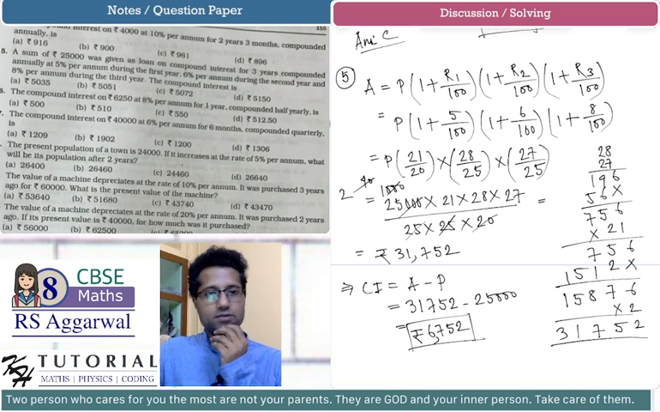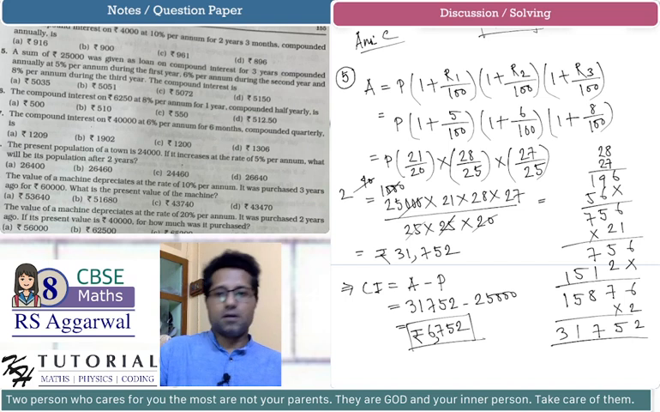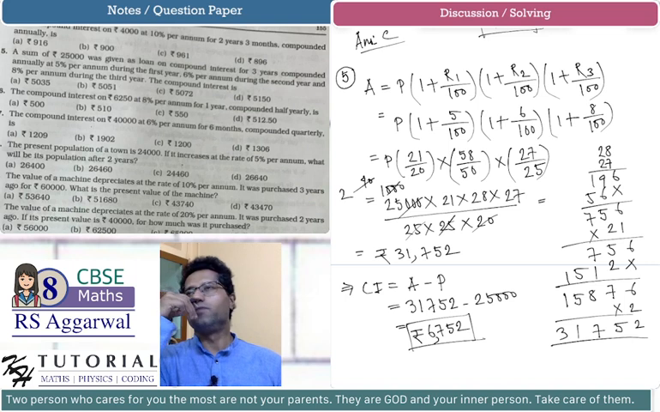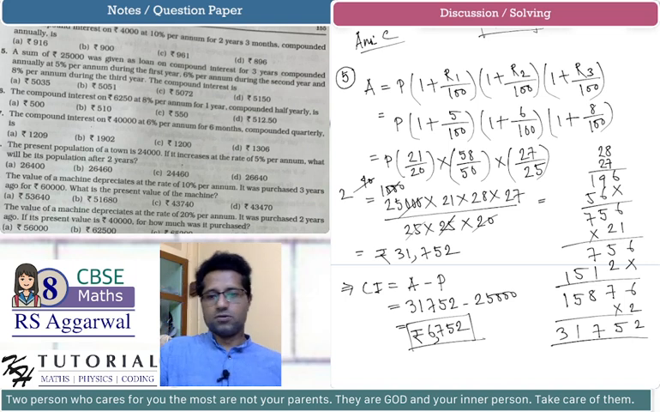The interests are 5, 6 and 8. So 5 by 100 is 1 by 20, 1 plus 1 by 20 is 21 by 20. Okay, 6 by 100 is 3 by 50, and this is 58 by 50. Okay, that was a mistake. And 8 by 100 is 2 by 25, which is 27 by 25. Okay, so instead of 28, it will be 58.